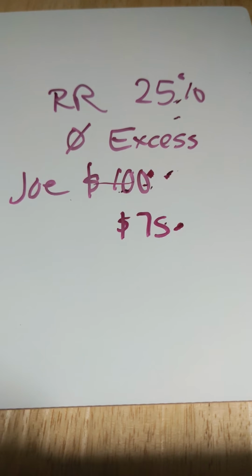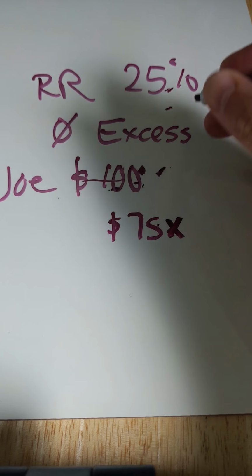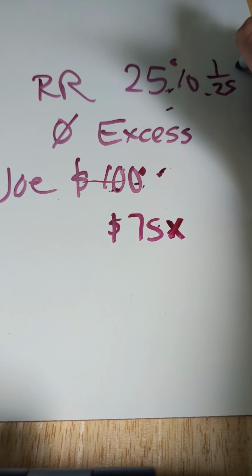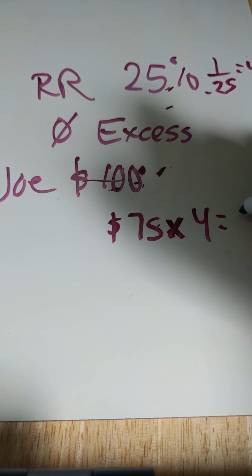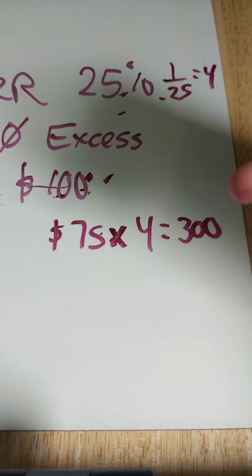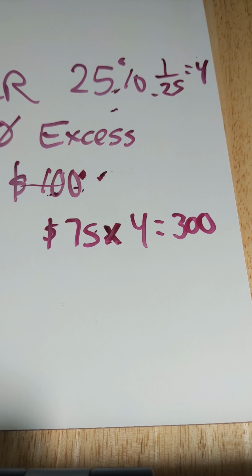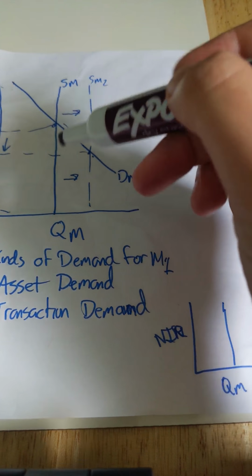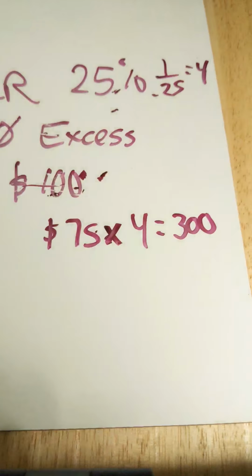So it's this number every time. It's this number times 1 over 0.25, which is 4. So it's going to be 75 times 4. It's going to be $300 change in the money supply. So if we went to our money market graph, this change right here would be $300.